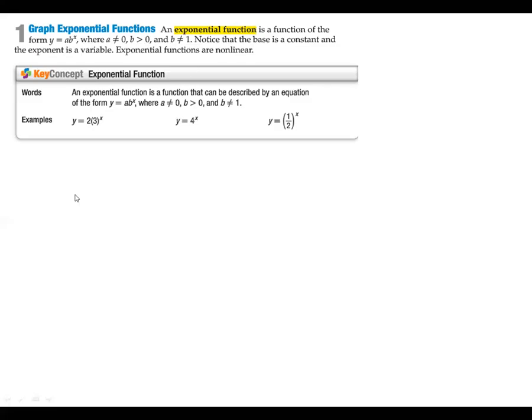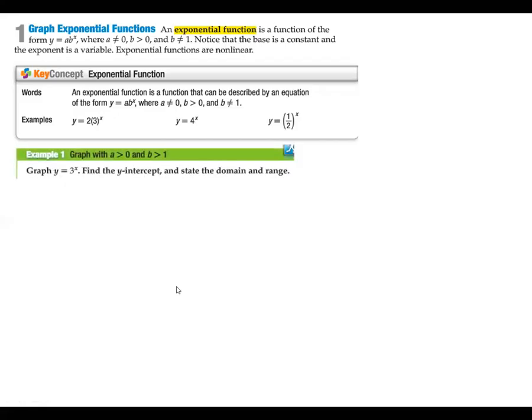Here are some examples. y equals 2 times 3 to the x. Here the x is understood to be on the 3, and the 2 is multiplying that. Here y equals 4 to the x. In this case, the value of a would be 1. And same thing here, you could think of it as y equals 1 times 1/2 to the x. Those are just some examples.